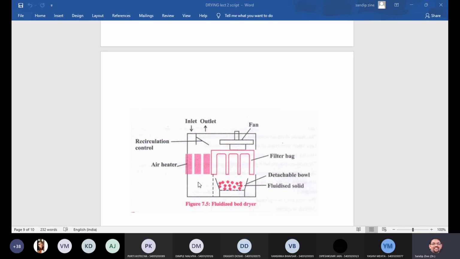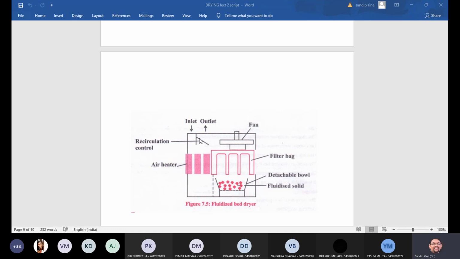So today we are talking about the fluidized bed dryer. In principle, when we are talking about construction or working, before that we will see what is the exact principle of this fluidized bed dryer.